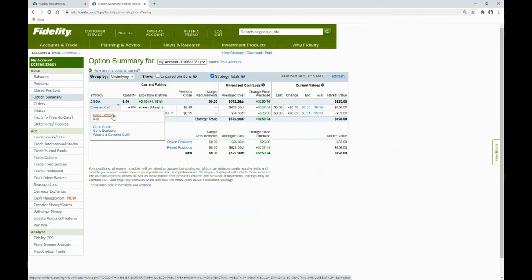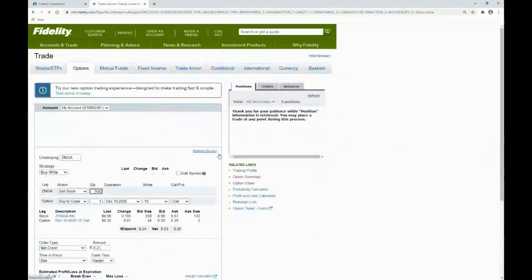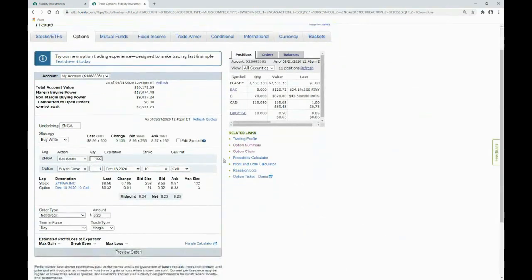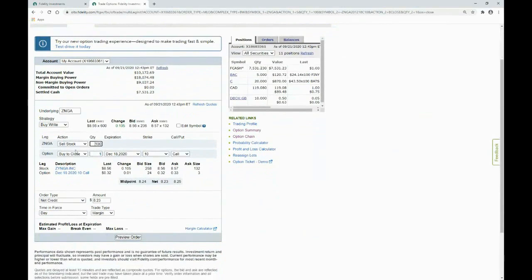If we click Close Strategy, we are brought quickly to a pre-built, preloaded trade ticket with all pieces of the strategy ready to be closed out. Notice that on this screen, it is expecting us both to sell the shares of the stock and to close the option, buy to close the December 10 strike price call, closing out all pieces of the overall strategy. And it's built that up for us at the natural pricing of a net credit of $8.23.